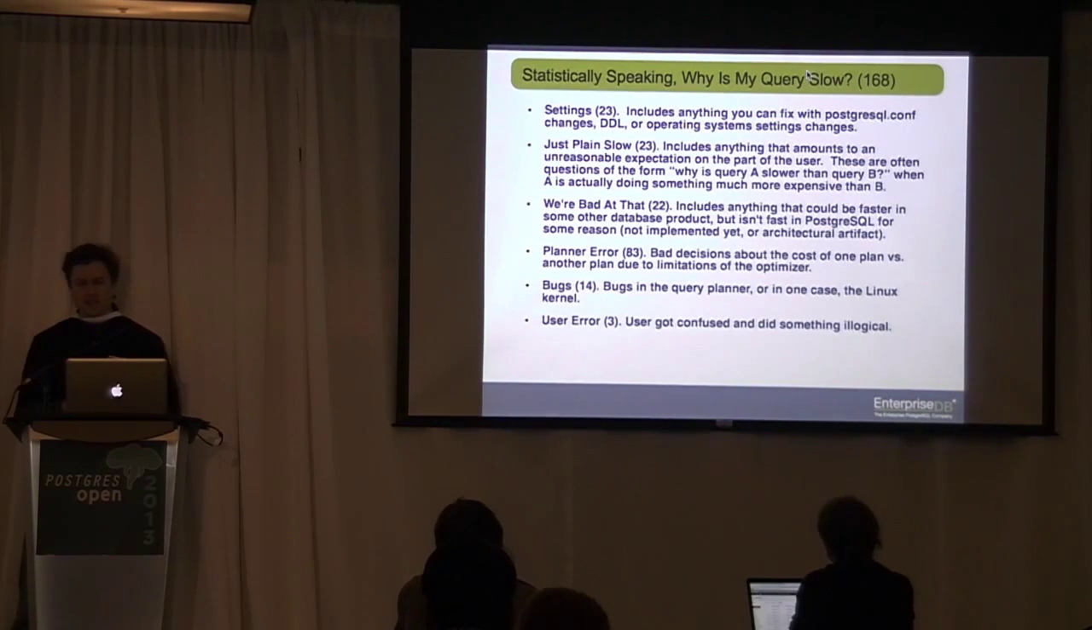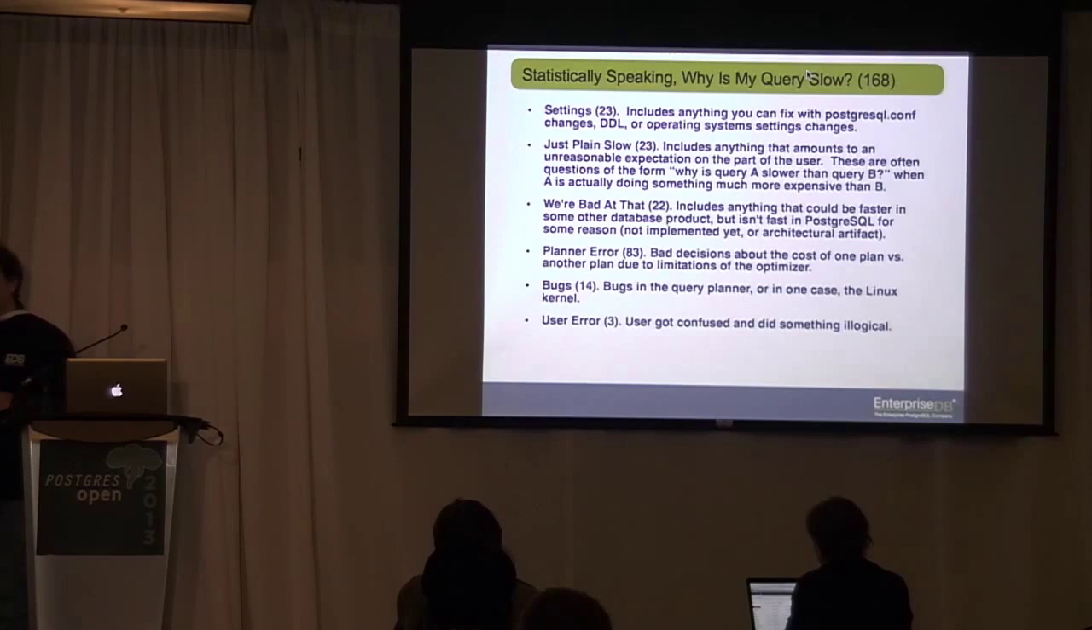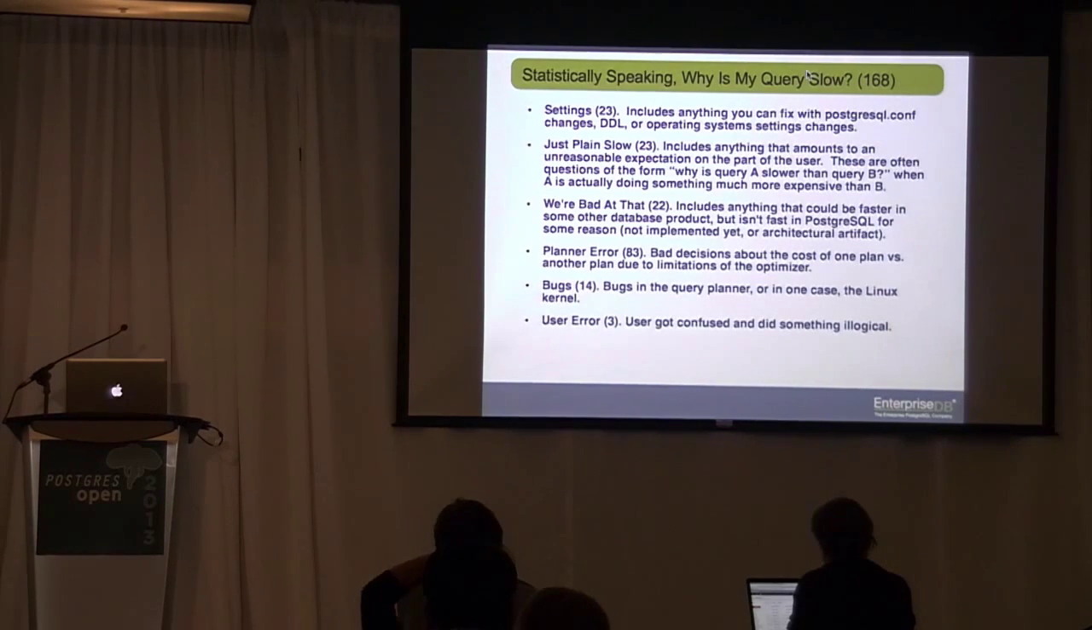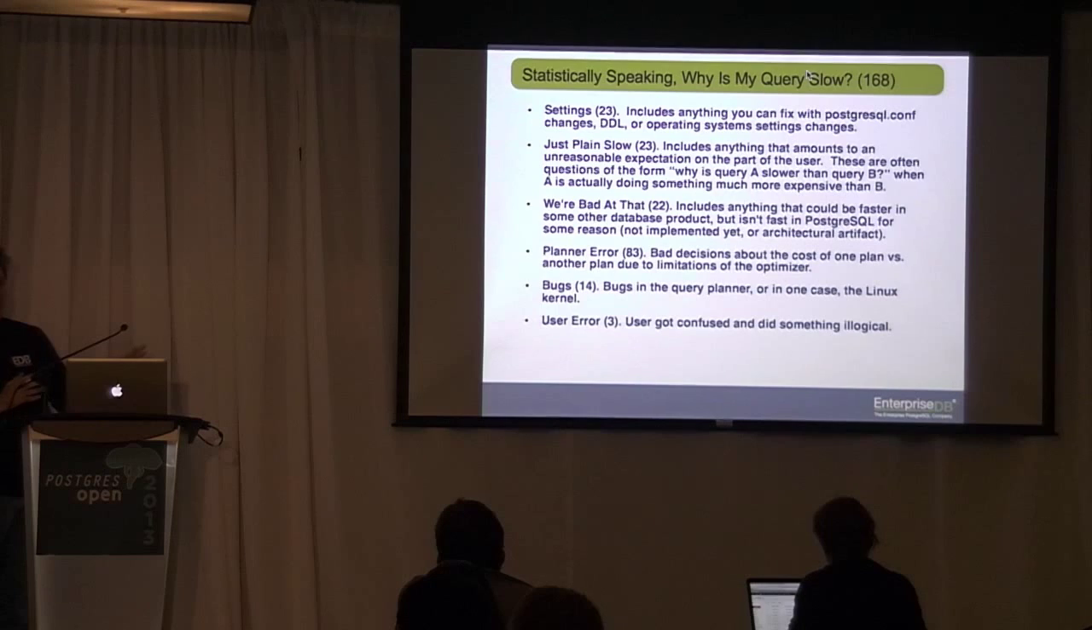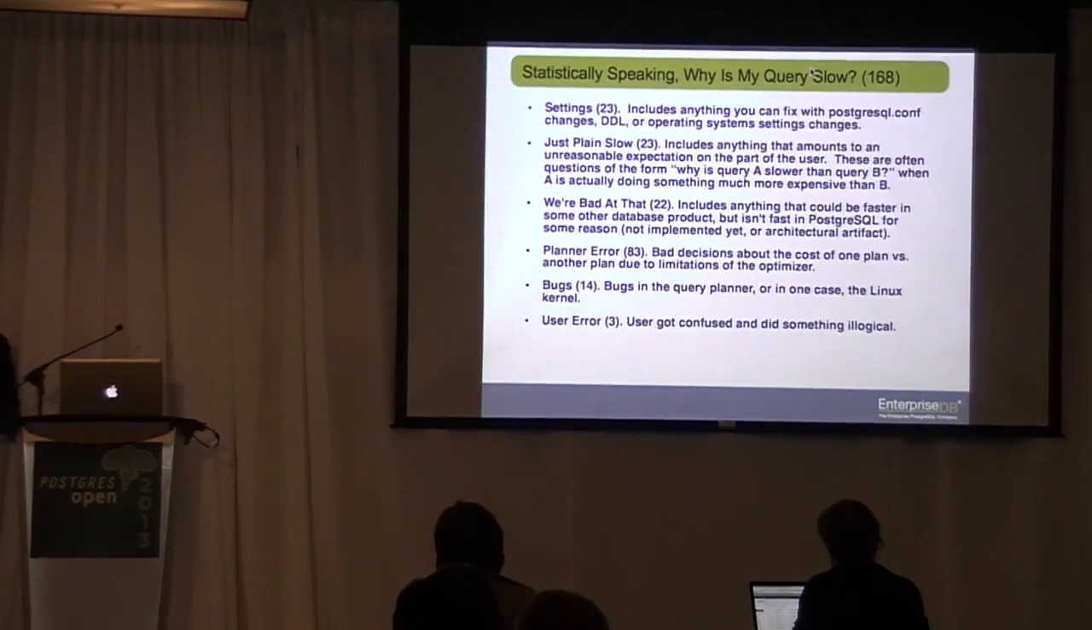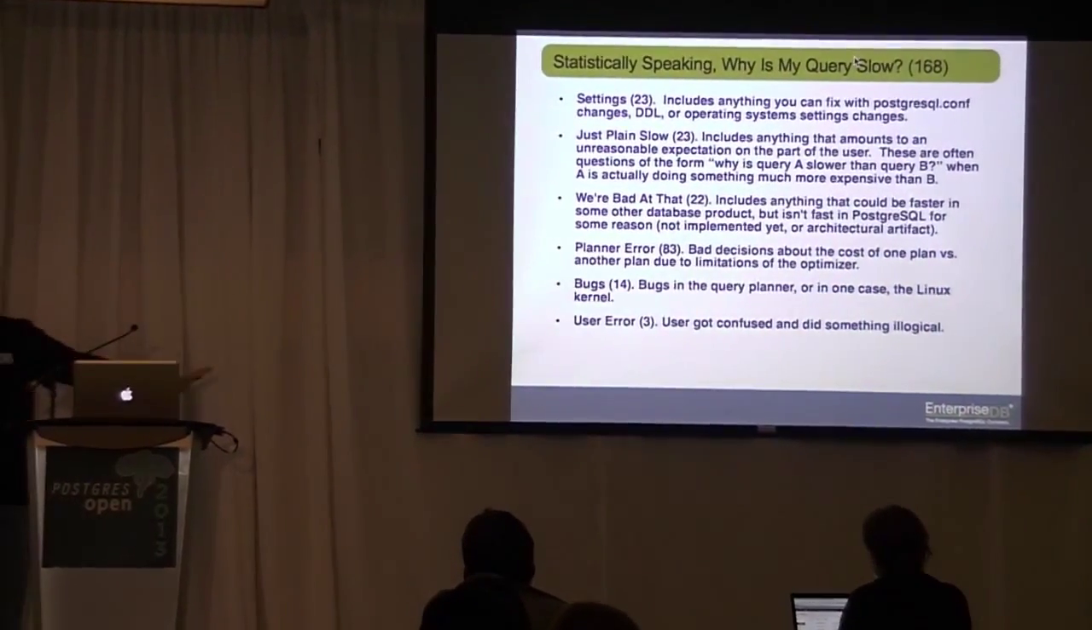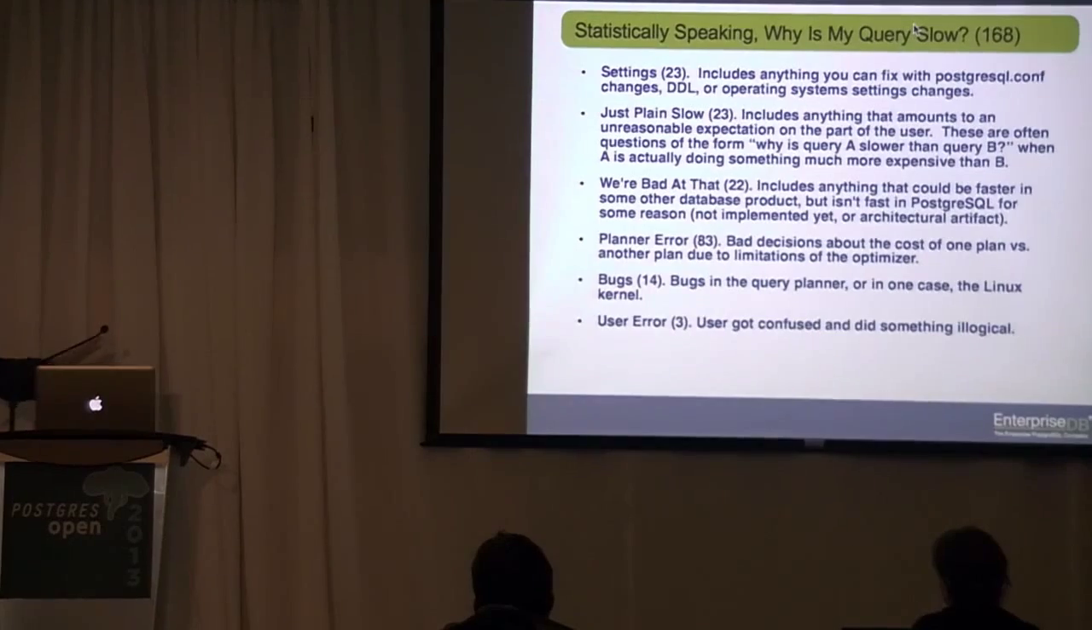Then I had sort of a catch-all category, which I'm calling we're bad at that. So in this category, I put the things that could be fast, hypothetically, in some other database system. But in Postgres, they are not fast, either because we haven't implemented those things yet or because we've made certain architectural choices which may have advantages in other areas, but for these queries in this situation, they stunk.